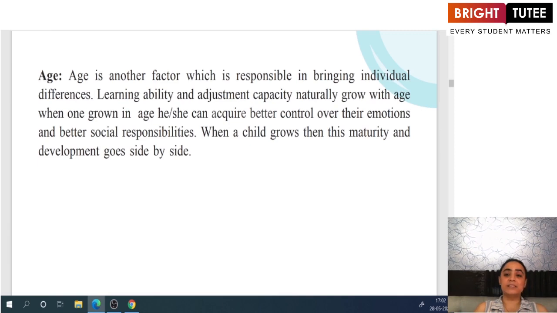Learning takes place quicker at an early age as compared to when you have grown up. At an early age you are able to learn new things. When you grow up, you learn to get better control over your emotions and your anger, you understand your responsibilities, and you take a step ahead towards an overall development of your personality.